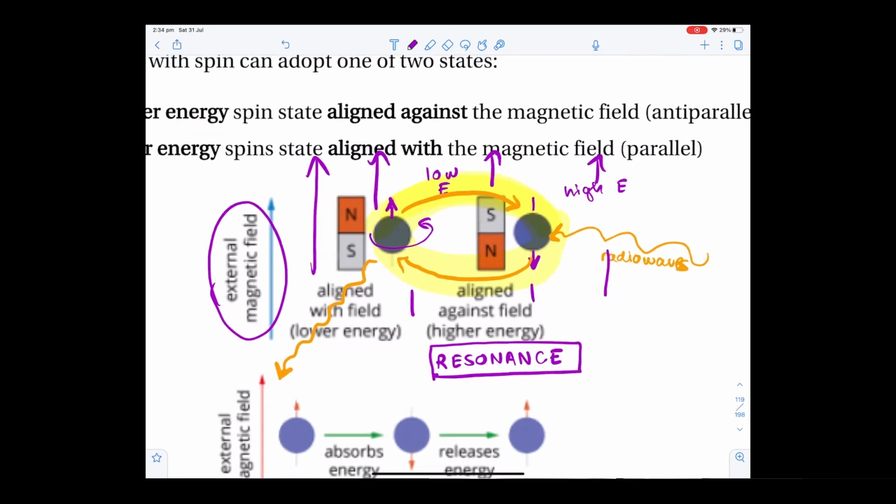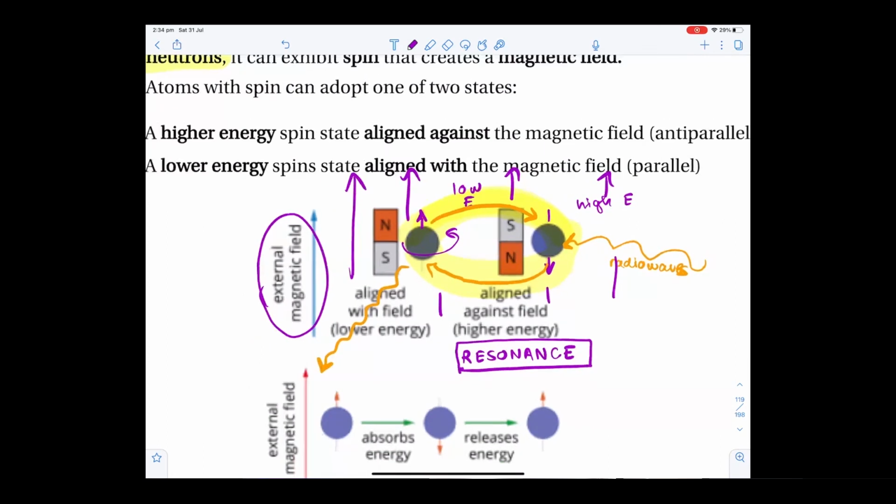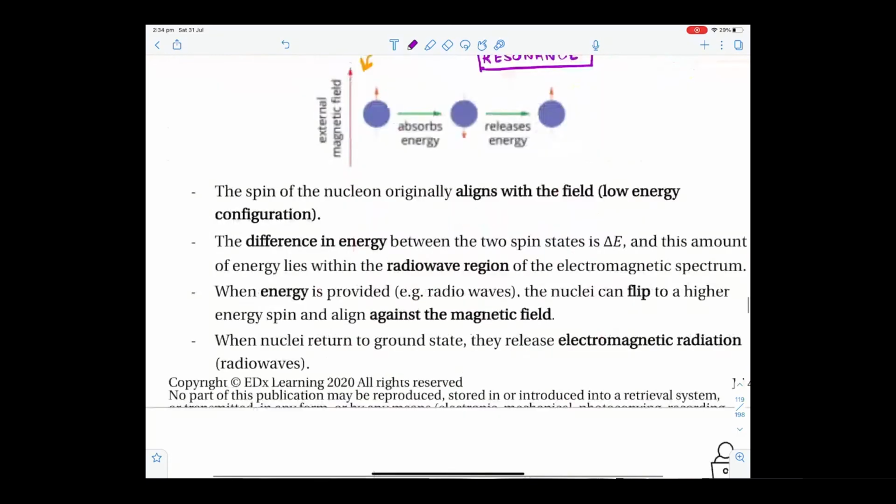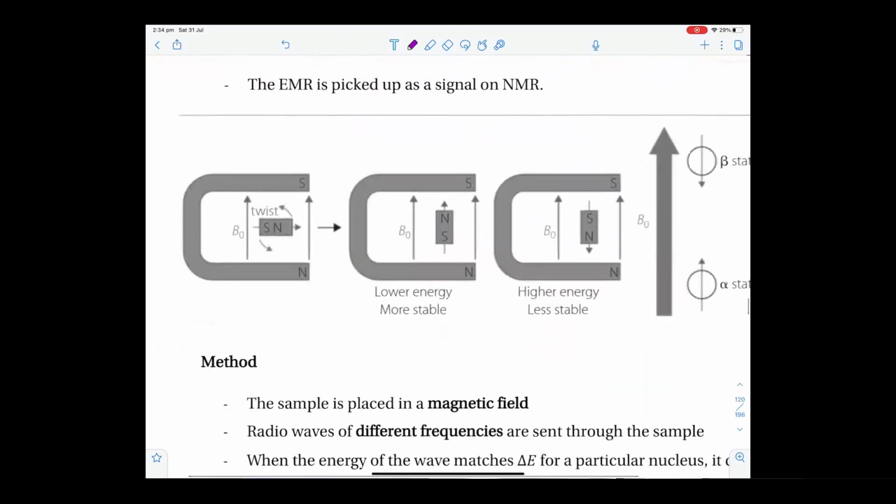Yeah. Okay. So if you have no magnetic field, you don't really have a property of spin, because spin is simply aligning to an external magnetic field. Good. So yeah, the two things you need, everyone, is you need an external magnetic field, you need a source of radio waves, you need something to measure the outbound radio waves when the nucleons return back to ground state.